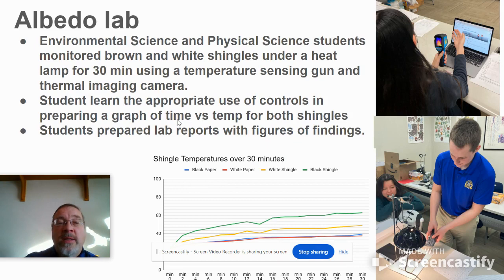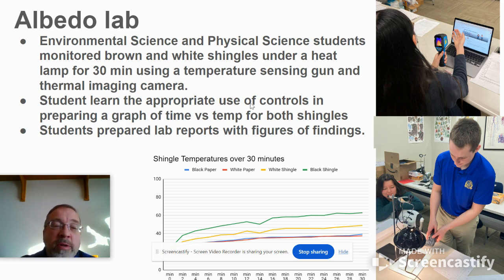I developed a lab based on this for both environmental and physical science classes, in which students monitor the temperature of a brown and white shingle under a heat lamp for 30 minutes and took measurements every 2 minutes. Here we see a student on the right experimenting with a thermal imaging camera on her hand, as well as a student below taking temperatures with a temperature gun of these different shingle pieces under the lamp.